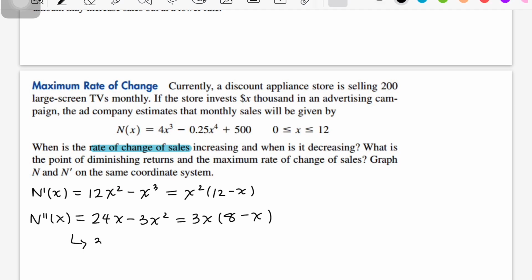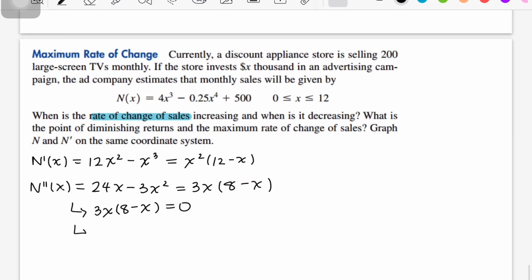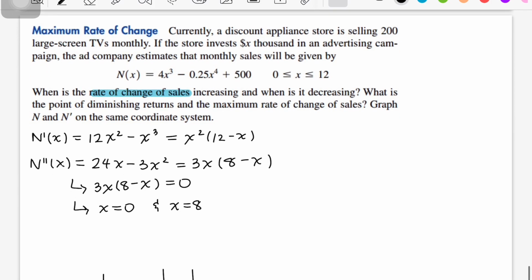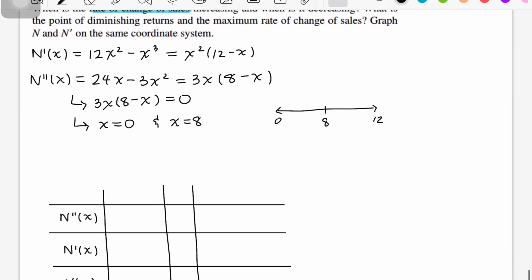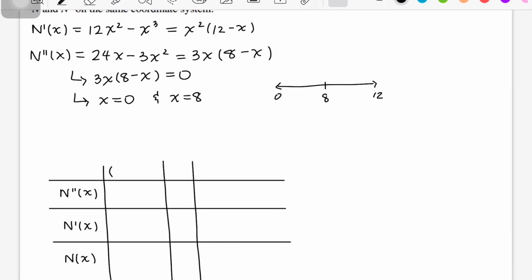So we want to figure out when this is equal to 0, because remember, this is a polynomial, so it's defined for all real numbers. And we see that if x were equal to 0, this would equal 0, and if x is equal to 8, this is equal to 0. So these are our partition numbers, and this is breaking up our domain into these intervals. And remember, our domain is just from 0 to 12 in this case. So we'll construct our sign chart here.